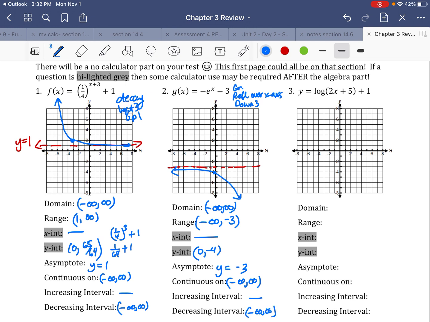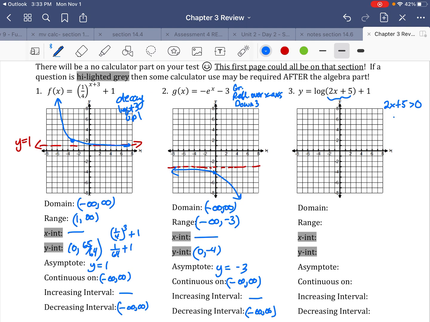All right, the next one, my log function. So my domain and my asymptote pretty much go hand in hand. This right here controls the domain and the asymptote. So the domain is that 2x plus 5 has to be greater than 0. It can't be equal to 0 because you can't do the log of 0. It can't be negative because you can't do the log of a negative.